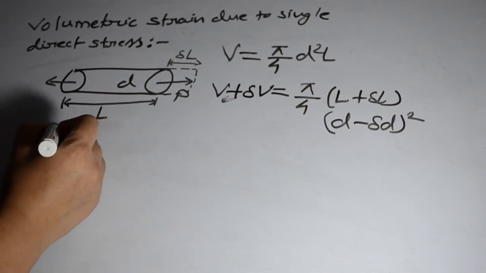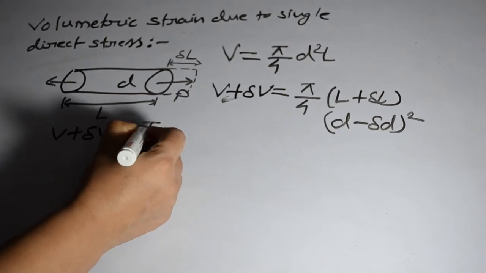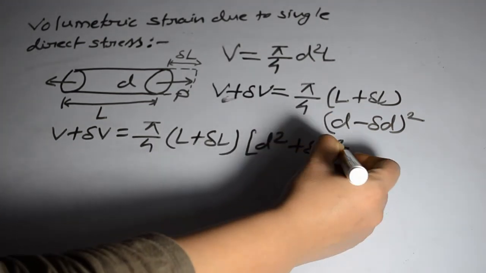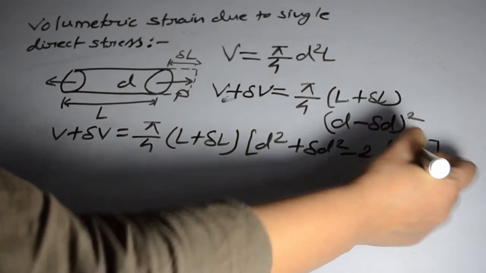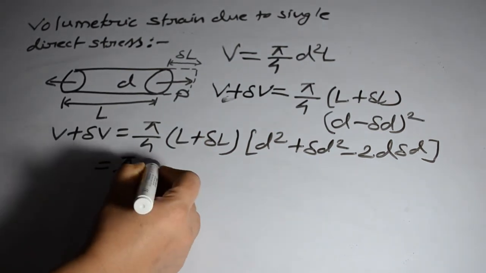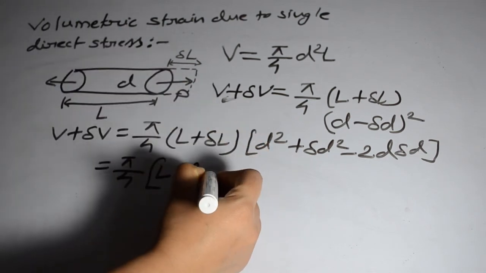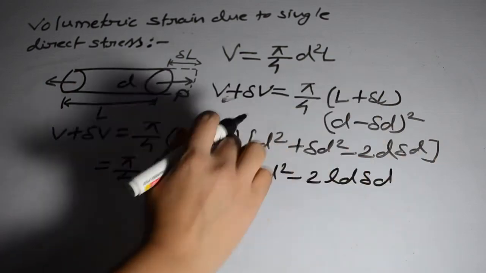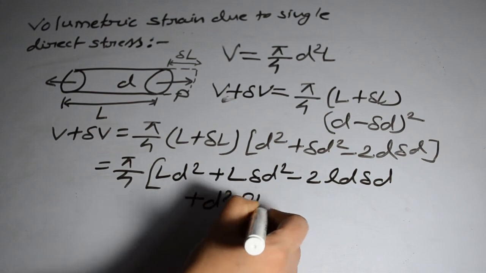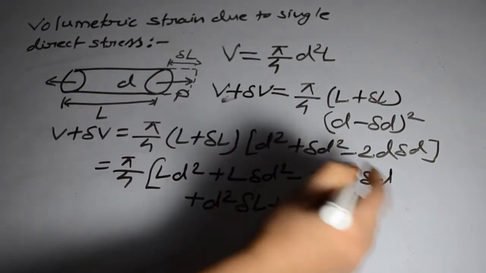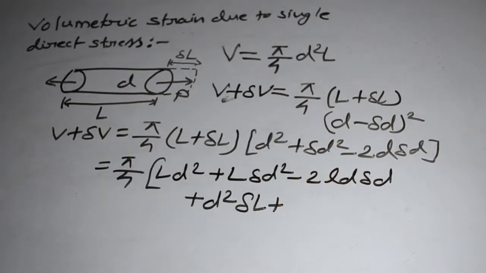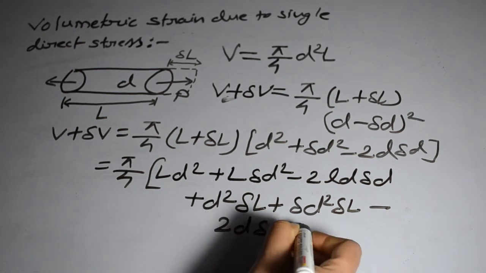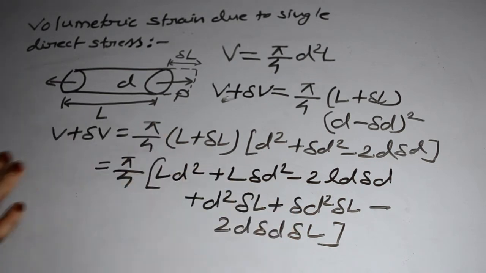If we simplify this equation, we will have V plus delta V equal to pi by 4 into L plus delta L into D square plus delta D square minus 2D delta D. If we further simplify this equation, we will have pi by 4 into L D square plus L delta D square minus 2 L D delta D, plus D square delta L plus delta D square delta L minus 2D delta D delta L. This is the final simplification of this equation.